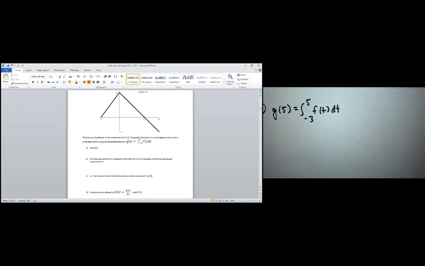So -3 to 5, all you need is an answer, and that's it. You've got credit. So -3 to 5, that's just the triangles up above. So make sure we keep track of our dimensions. So -3 to 5, that's a distance of 8. 8 by 4 is 32.